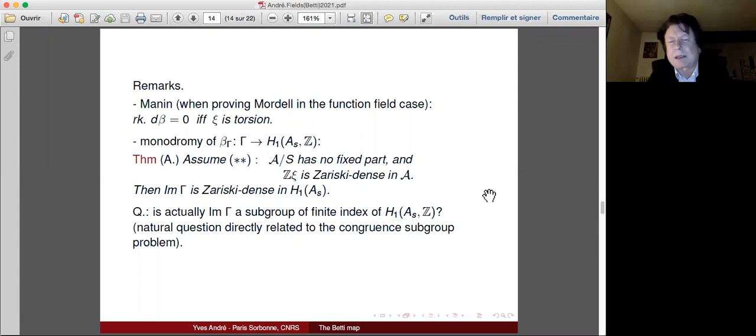By the way, it's still an open question whether or not this image is a subgroup of finite index of this lattice. This is a very difficult question, in fact, which is related to the congruence subgroup problem, but I leave it apart.